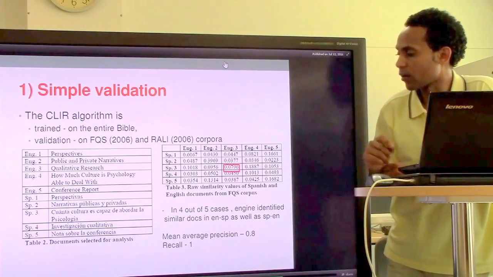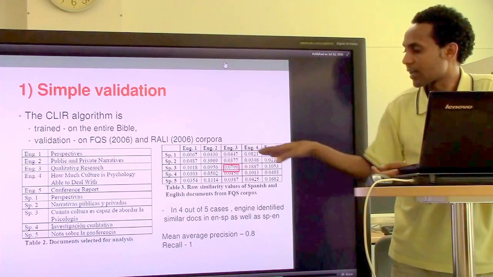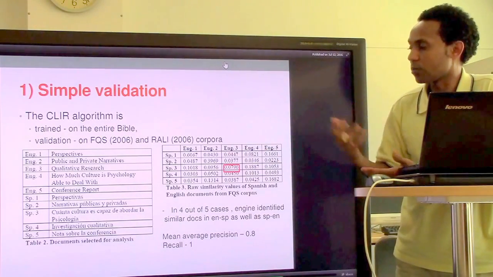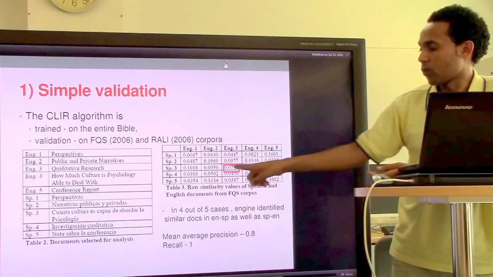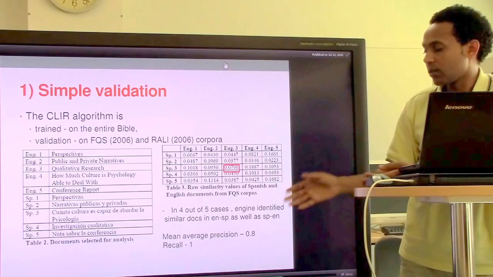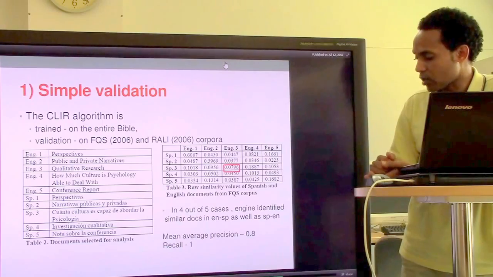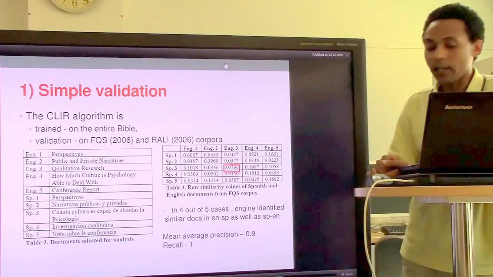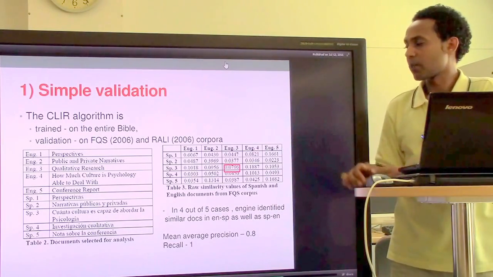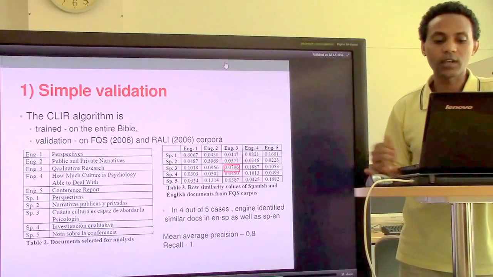So they have high similarities, and most of the other results also, when there is similarity, the value is very high. So that means there is a clear distinction between these two documents and the other documents which should not be retrieved, except this one. So in 4 out of 5 cases, the information retrieval engine identified similar documents from English to Spanish, as well as Spanish to English. So the engine is trained on the Bible, and it is evaluated on other sources, but it was able to retrieve relevant documents when tested on the other documents.